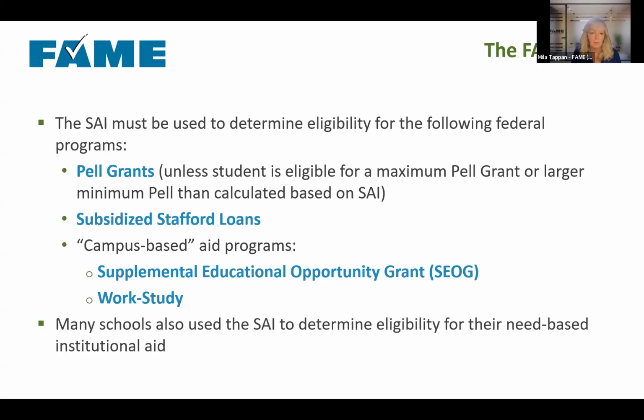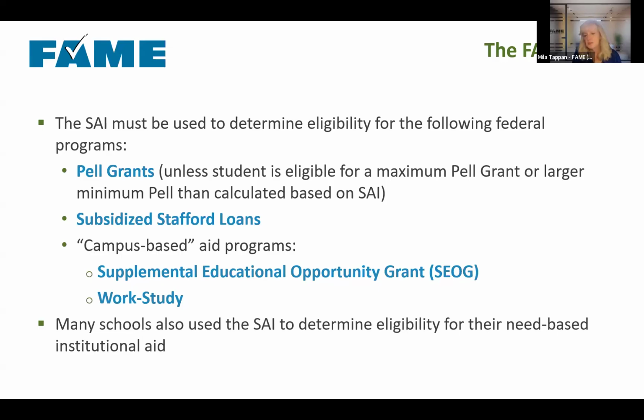But the SAI is a critical piece of what schools need to use when determining who gets those funds. So they have a little more flexibility than with Pell, where they don't have any flexibility. They have the ability to prioritize certain students, but they still have to do it within the rules and regulations, which are directly tied to what the student's SAI was.